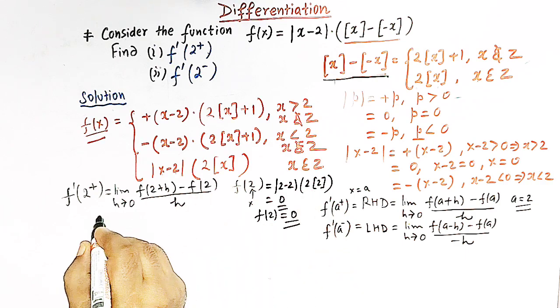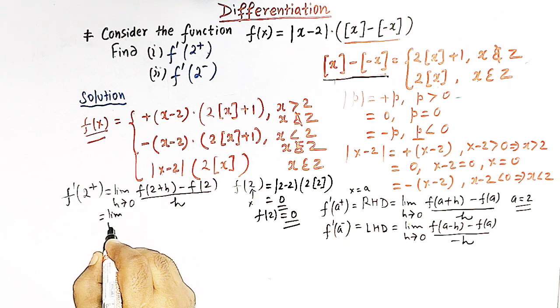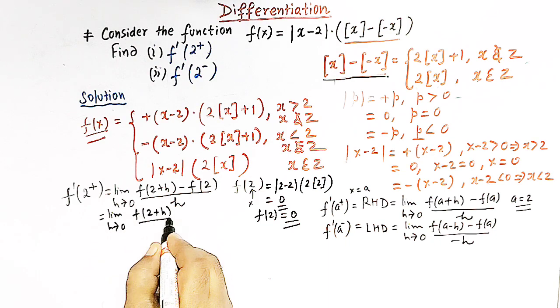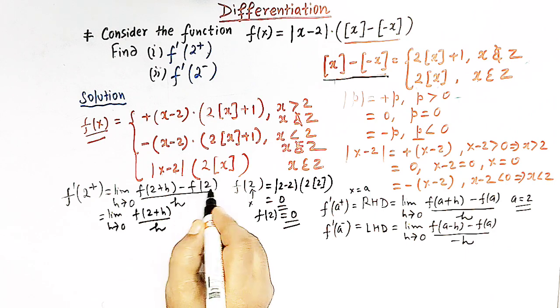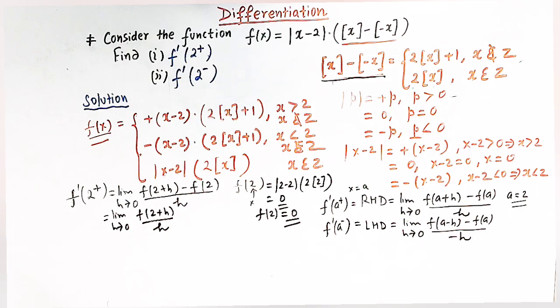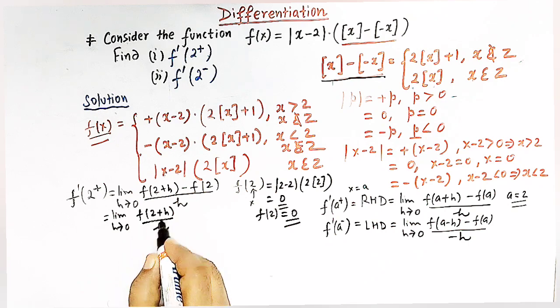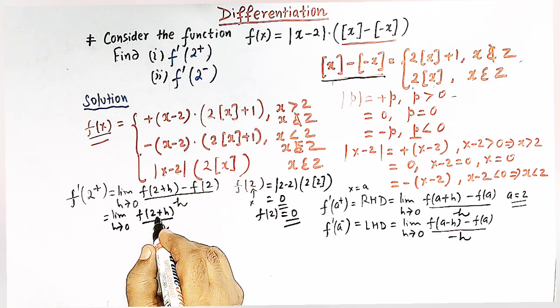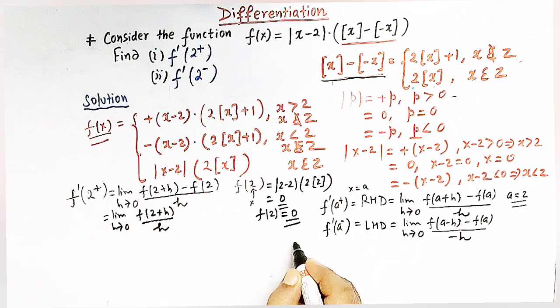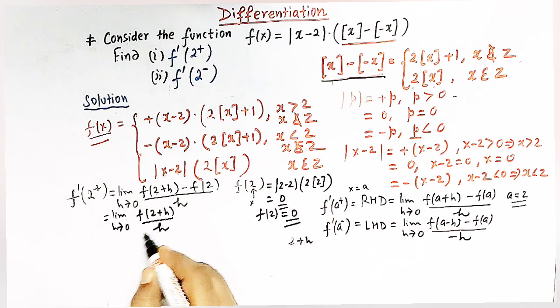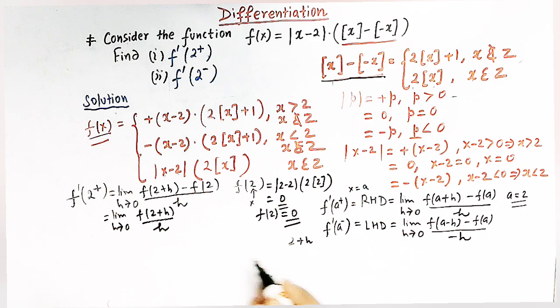So here we have now limit h tends to 0 and f of 2 plus h divided by h, because this term is 0. So now we have to find out the value of f of 2 plus h. Now see, here 2 plus h. Now h is a positive number and it is infinitesimally very small. So 2 plus h is greater than 2, right?